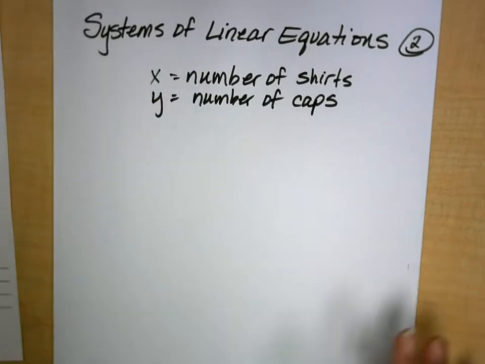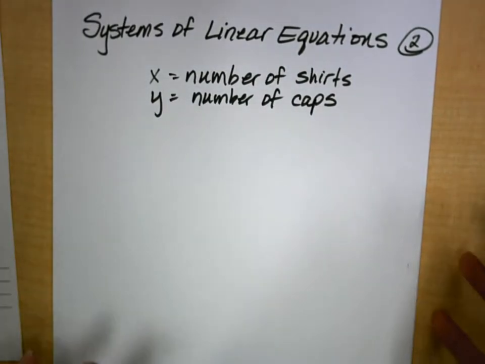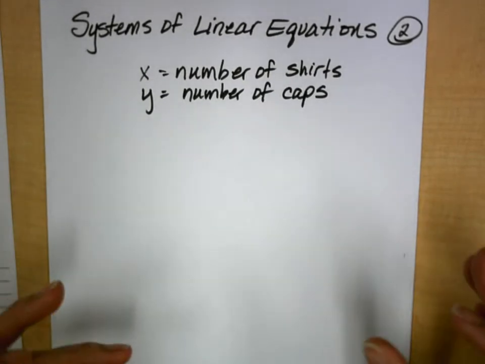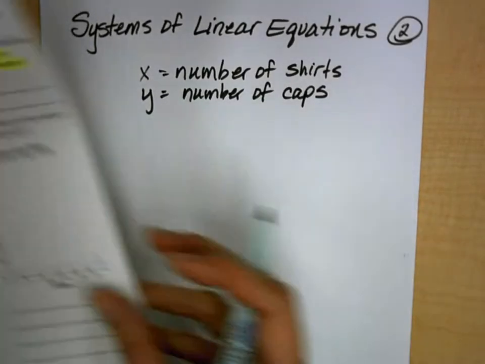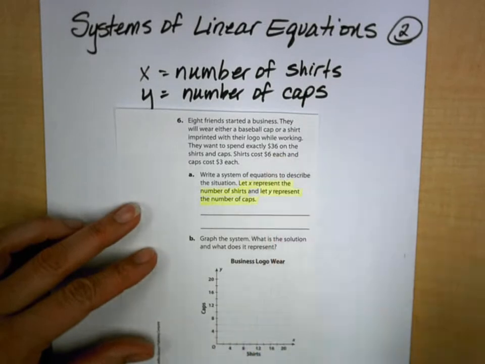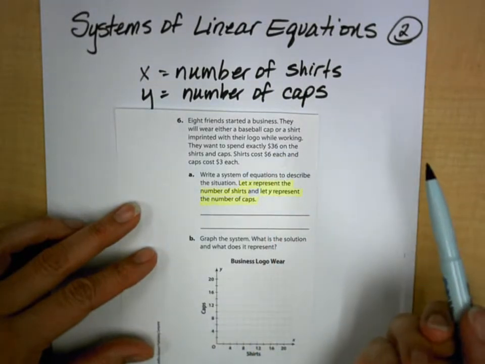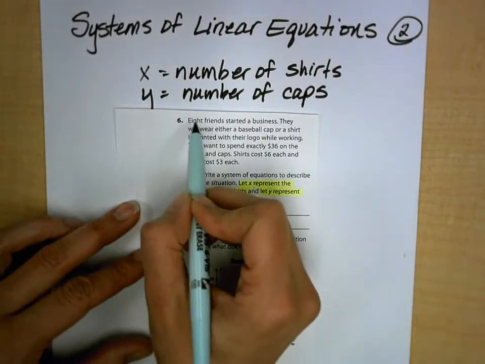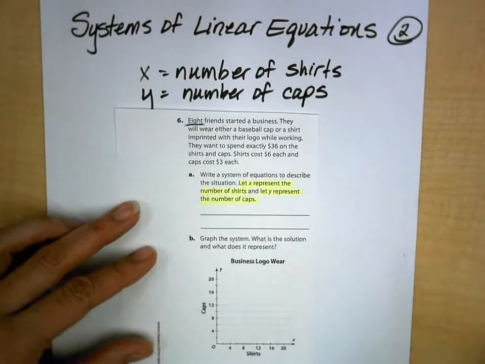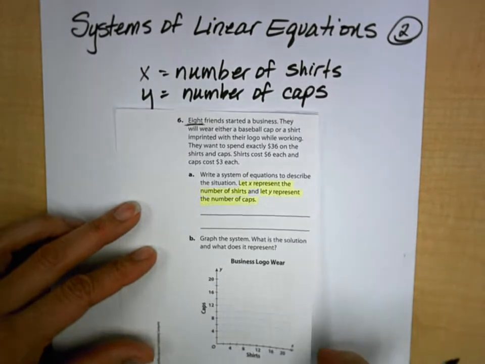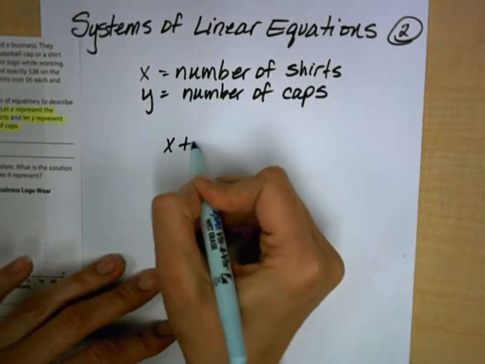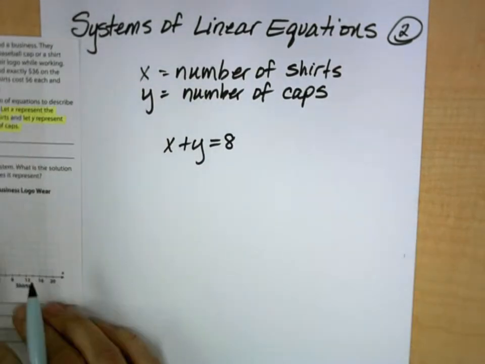We have to come up with two equations, and the majority of the time these word problems are asking you for a how much and then a quantity. So one's quantity, one's price, something like that. And we know right here from the word problem that 8 friends started a business. So because 8 friends started a business and they all have to wear either a cap or a shirt, that's our quantity of items. So we're going to have x plus y equals 8 as one of our equations.